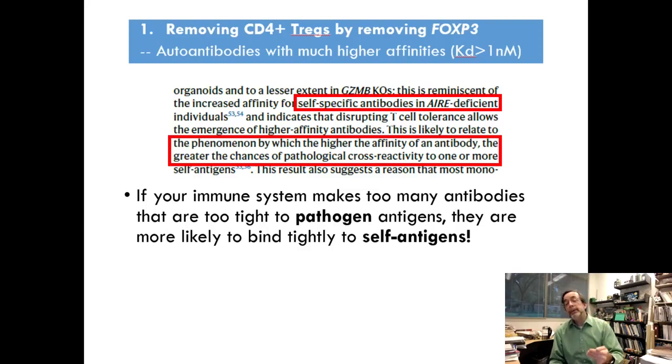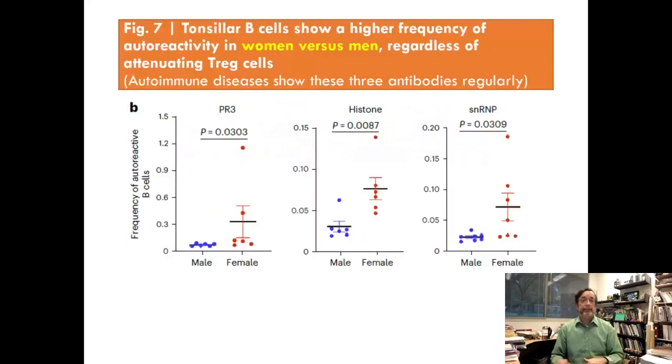Basically, if your immune system makes too many antibodies that are too tight to pathogens, then you're more likely for one of them to accidentally bind too tightly to a self-antigen. And that, again, is because we only have 20 amino acids, only so many surfaces are presented to antibodies. There's going to be some overlap, there's going to be some mess inside the human body. So instead of tamping down on it, we have Tregs that will keep it from happening. It looks like the CD4 positive Tregs are there to keep it from happening in the periphery so that we don't get too many antibodies against our own organs.